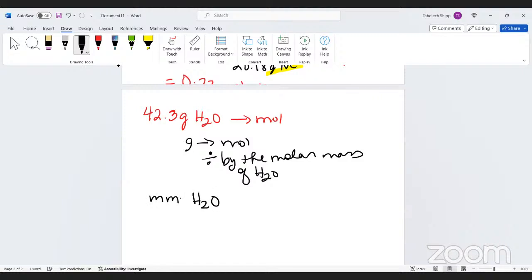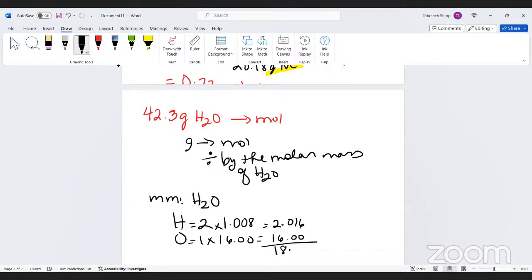To find the molar mass of H2O, all you have to do is separate everything out. You've got 2 hydrogens and 1 oxygen. And yes, you're going to multiply by their weights. The weight on the periodic table for hydrogen is 1.008, and the weight for oxygen is 16.00. So you get 2.016 for hydrogen and 16.00 for oxygen. Of course, you're going to add those two together, and you end up with 18.02, because you always round off to the least amount of significant digits.